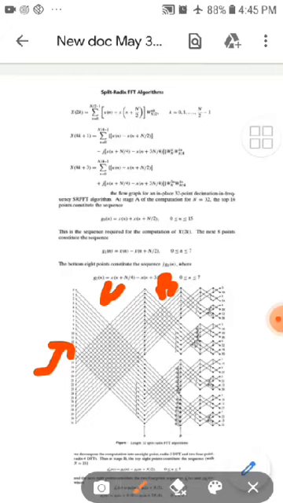In stage B, the 8 points constitute the computation of z1 of n plus z2 of n into W 32 to the power 3n, with 0 less than or equal to n less than or equal to 7, which is used to compute X of 4k plus 3, where 0 is less than or equal to k less than or equal to 7.